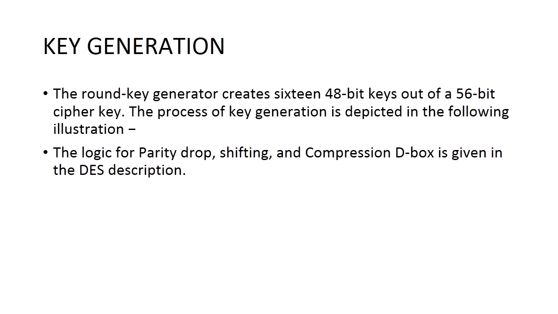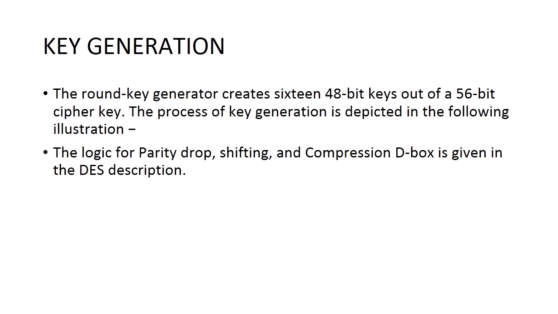Now let's go ahead with the key generation. The round key generator creates 16 48-bit keys out of a 56-bit cipher key. The cipher key is generally a 64-bit key in which 8 extra bits are parity bits, which are dropped before the actual key generation process. Parity bit drop is a compression transposition step before key expansion, which drops the parity bits 8, 16, 24, 32 up to 64 from the 64-bit key and permutes the rest of the bits. The remaining 56-bit value is the actual cipher key which is used to generate the round keys.